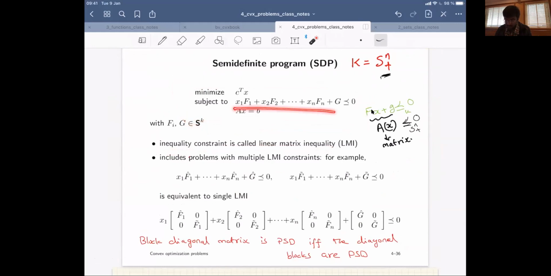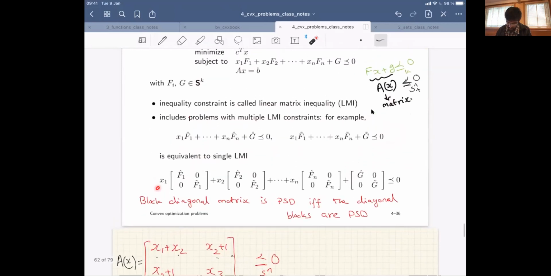But you may ask, this involves one set of F matrices, so can you have a different set? For example, you have one constraint, x1 involving F hat matrices, and another constraint with a different set of matrices, F tilde. This also fits into the SDP framework. We can easily rewrite this by creating a block matrix with these as the diagonal blocks, and saying this is less than or equal to 0.